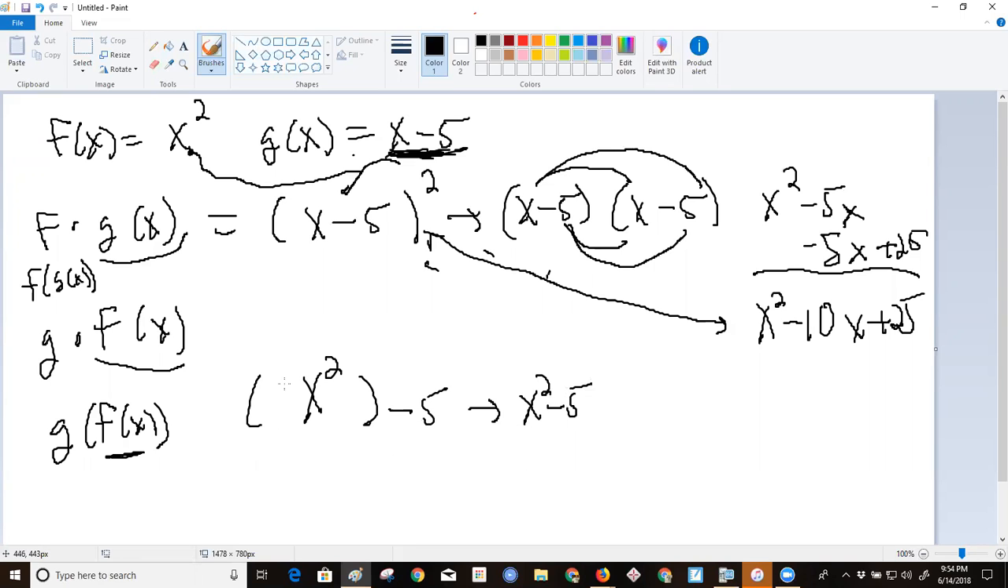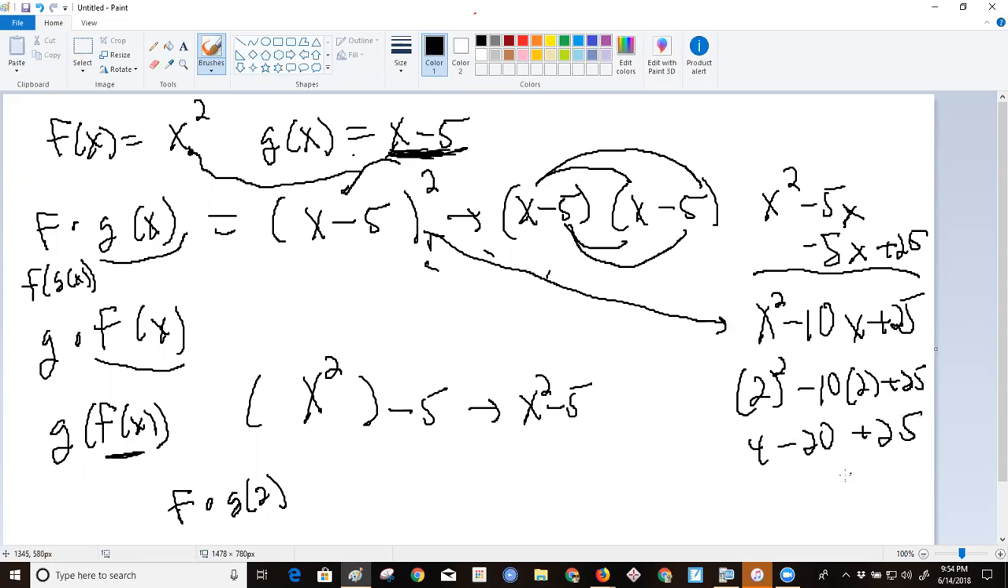And now that we've done these two equations, what if I wanted to find f of g of 2? Well, that's using this function here: 2 squared minus 10 times 2 plus 25. That would be 4 minus 20 plus 25. I think that's 9, isn't it? Because 4 plus 25 is 29, and I'm going to subtract 20, so that's 9.